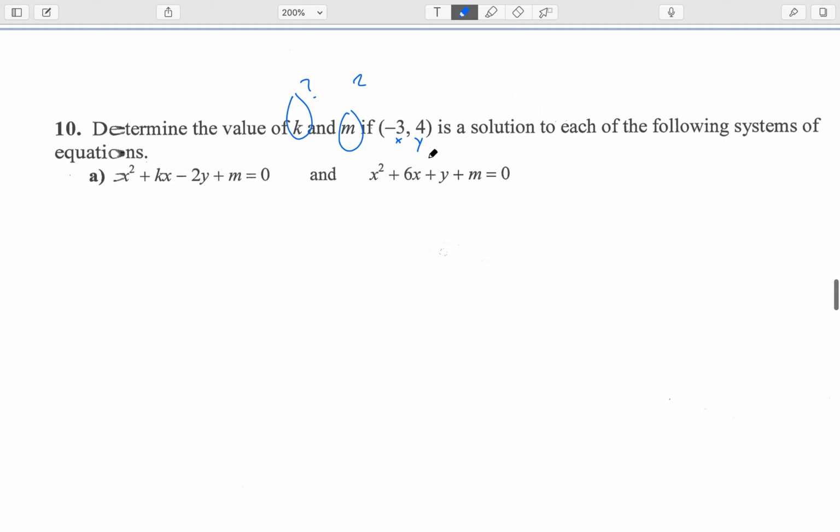Okay, so what? This one's got k and m. This one just has m.